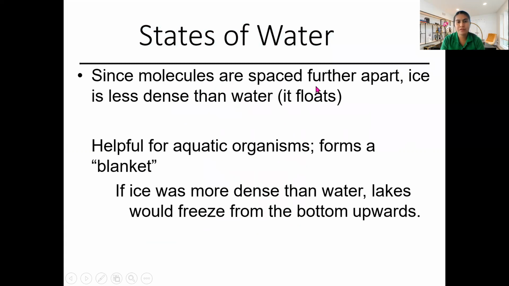Since molecules are spaced farther apart, ice is less dense than water, so it will float. Helpful for aquatic organisms, it forms a blanket. If ice was more dense than water, lakes would freeze from the bottom upward. So that's why when you see ice in a lake or body of water, below is water. Whether the ice is more dense or less dense depends on whether below is ice or not. So ice is less dense if there is water below. So that's why it floats. For example, in the ice age, some ice will float. So that is why ice is less dense in water.